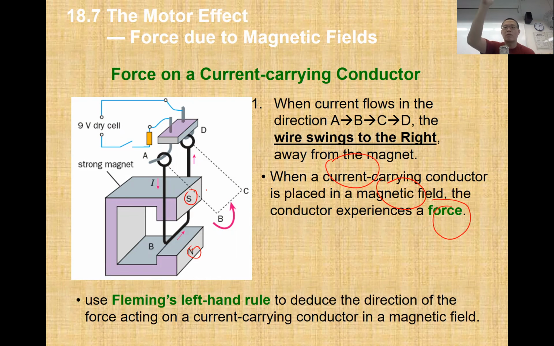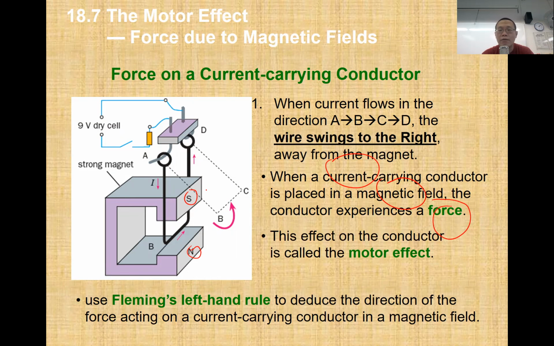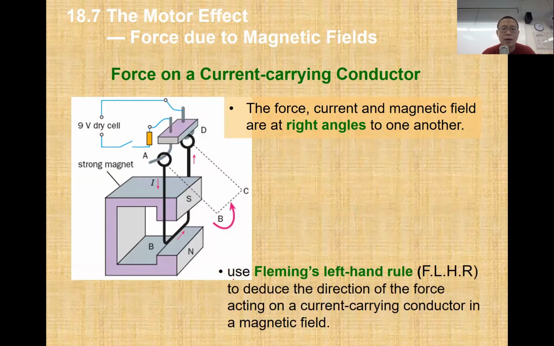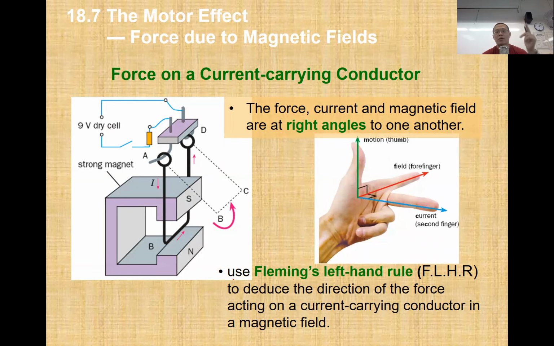You'll find that the wire with the current inside will experience a force. That force is because of the interaction between the field and the current, and that effect is what we call the motor effect. The person who simplified identifying the direction of the force is Fleming. Fleming derived a shortcut to identifying the force, which is named the Fleming left-hand rule, where you use the fingers of your left hand.